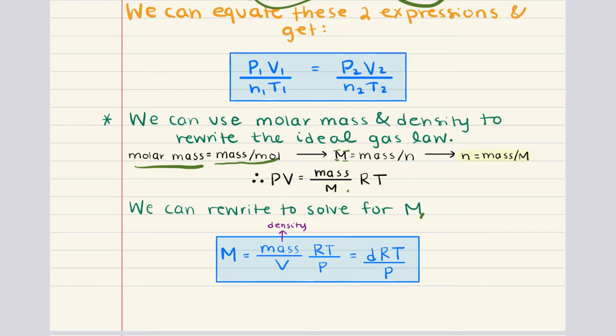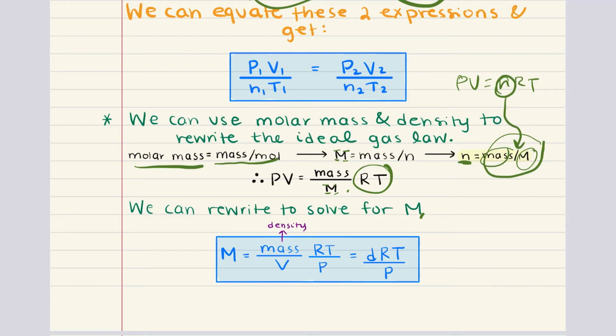What we can do now is shift variables around so that we can write something that says moles equals mass divided by molar mass. And this is really good because we have the variable moles in our ideal gas law. So we could take our ideal gas law, PV equals nRT, and replace n with mass per molar mass. And what we get is that PV equals mass over molar mass multiplied by RT.